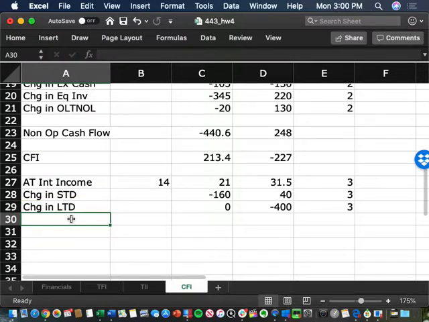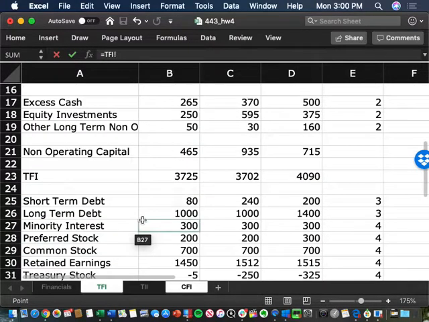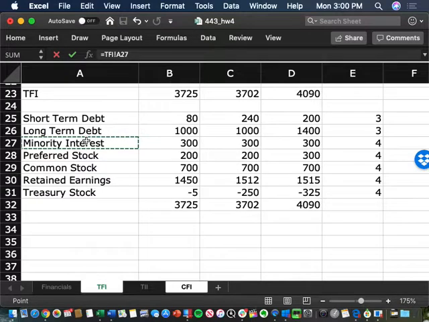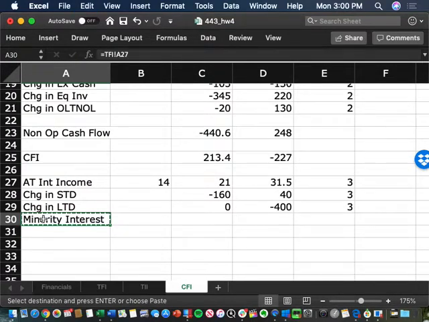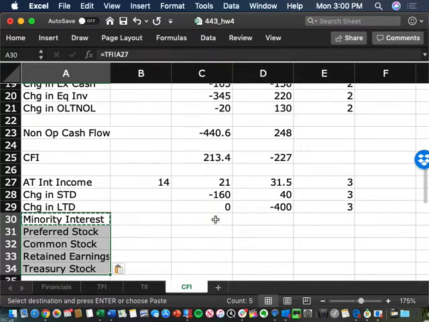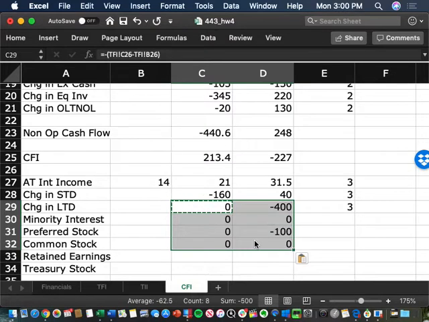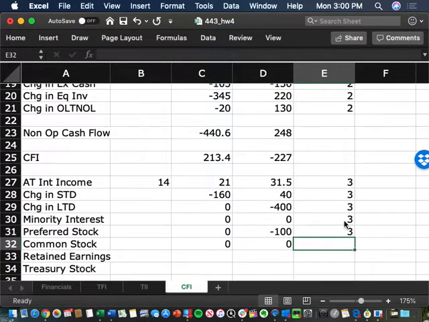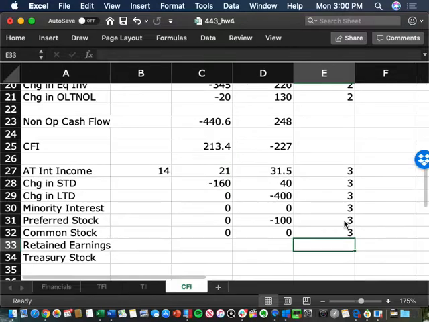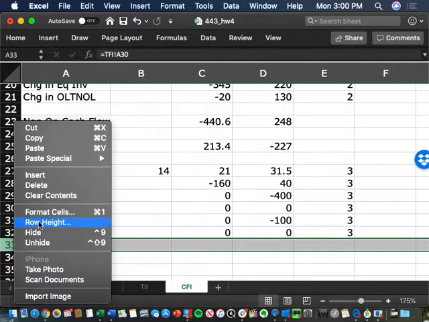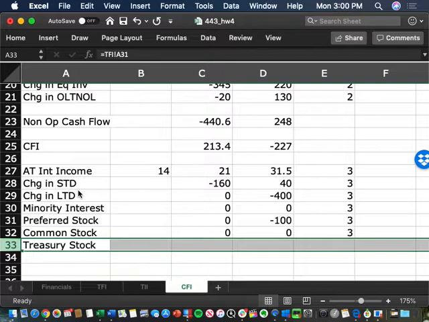Right? Then I have my equity accounts. Let me just quickly remind myself of what they are, from minority interest down to treasury stock. All right, change in minority interest. Basically, it's just like debt. Change in preferred stock, change in common stock, these are just like debt. So essentially, I should be able to just copy and paste. Retained earnings, don't do that because it's a change in the non-cash item.